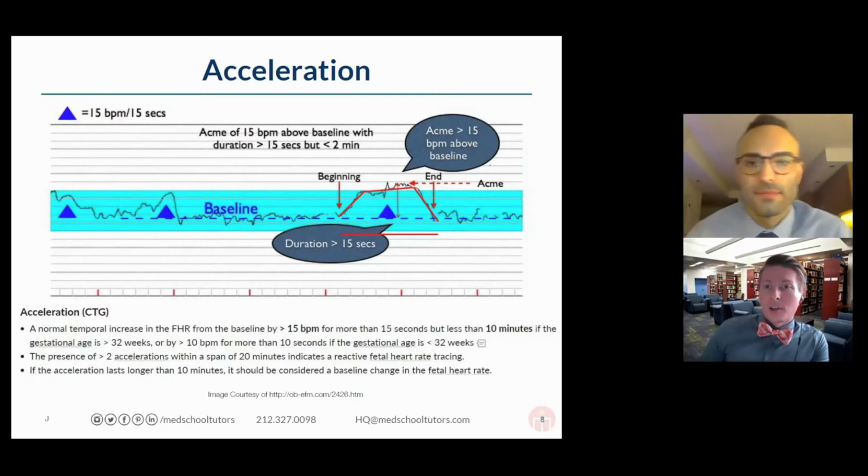Now, like we mentioned with the absent variability before, you won't really see accelerations in a sleeping baby. So here's my follow-up question. If we don't see accelerations and we presume the baby might be asleep, what would you do next if you think the baby's sleeping and you want to see what the baby looks like when they're not sleeping? So go ahead and type into chat what you would do if you had a non-reactive, non-stress test and you wanted to see that.